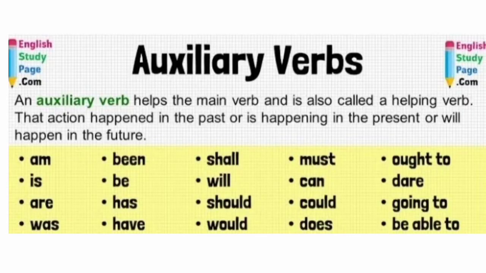Auxiliary verbs. An auxiliary verb helps the main verb and is also called a helping verb. That action happened in the past or is happening in the present or will happen in the future. For example, am, is, are, was, been, be, has, have, shall, will, should, would, must, can, could, does, ought to, dare, going to, be able to.